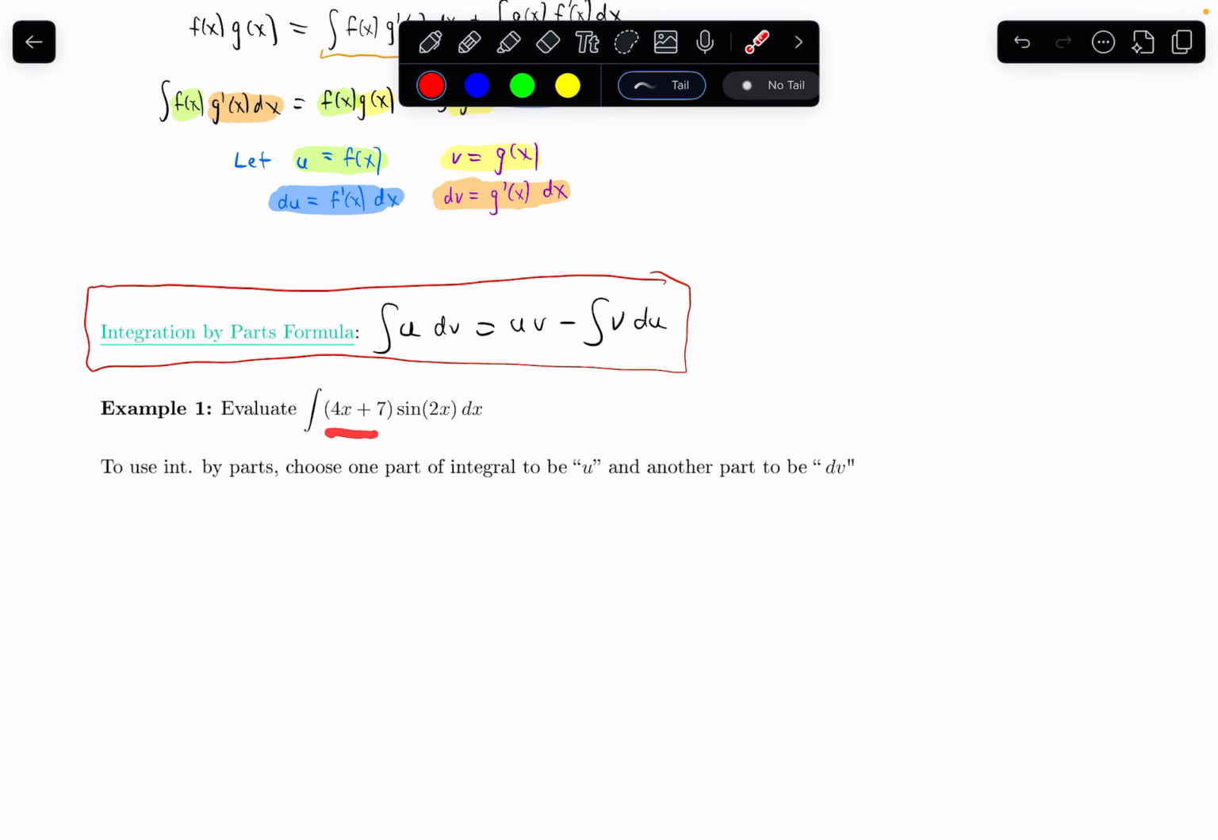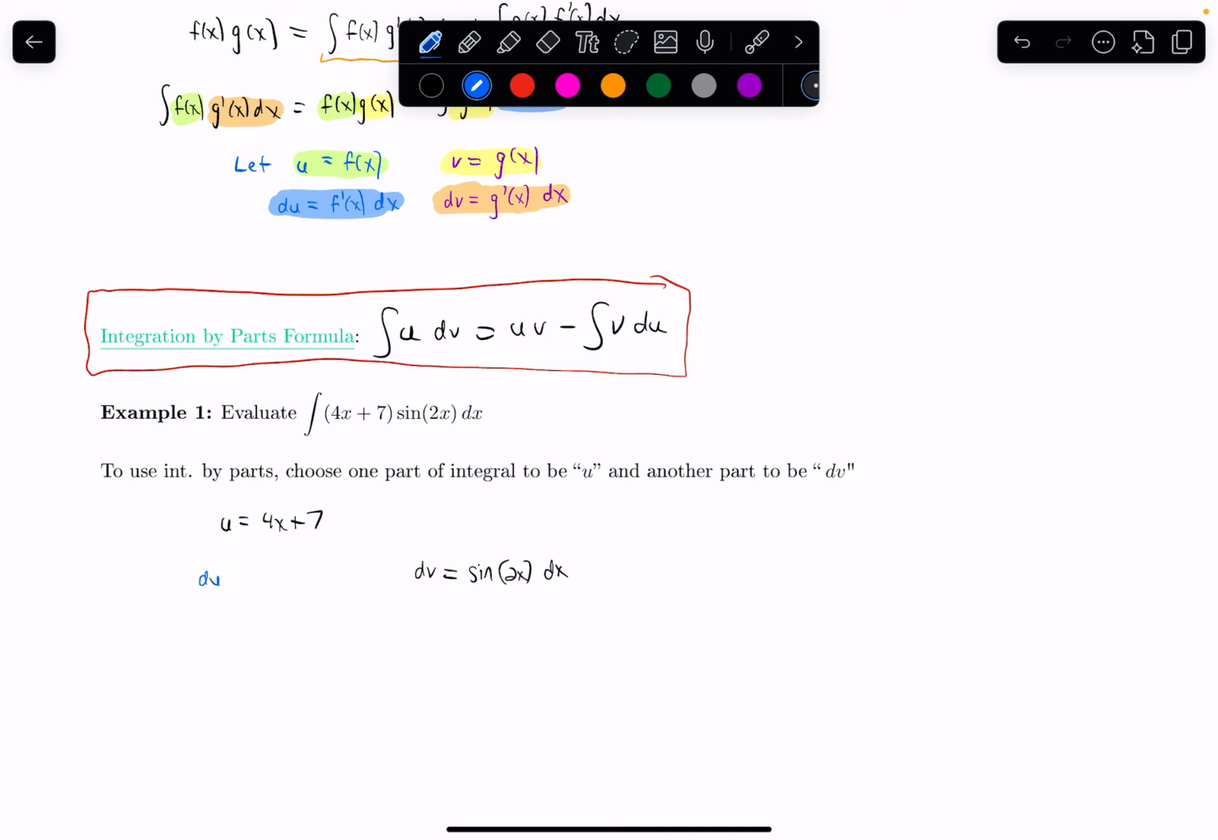So here I have this integral of (4x + 7) times sine of 2x dx. When I do integration by parts, you want to choose one part of the integral to be the u and another part of the integral to be the dv. For this first example, I will walk us through that, but then as we progress through the section, I'll give more advice on how to choose the parts. So for this example, I'm going to let u be the 4x + 7. And then whatever you pick for u, dv has to be everything else, including the dx. So everything else is sine of 2x with the dx.